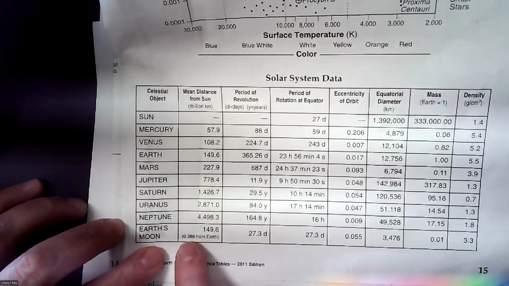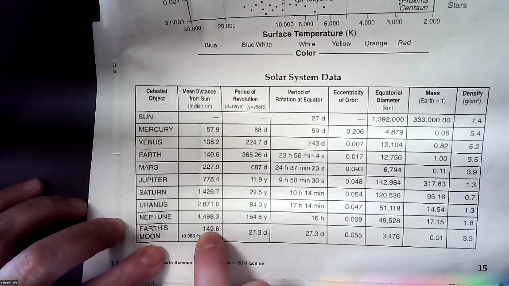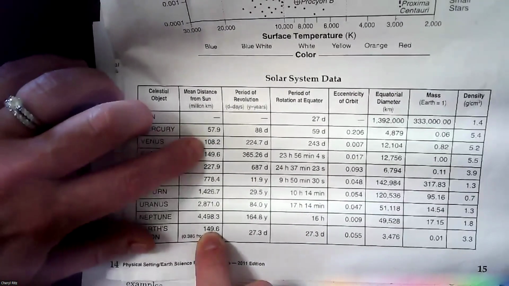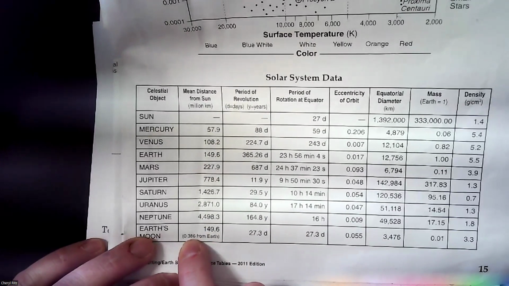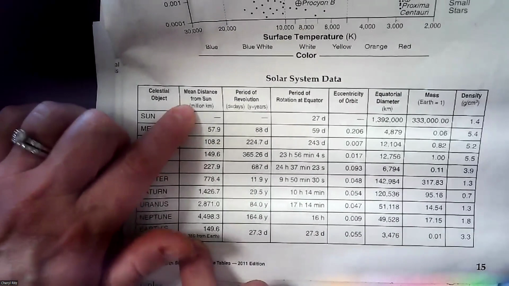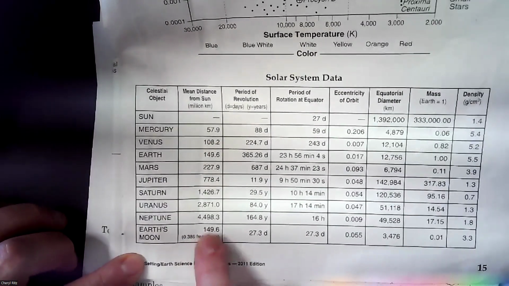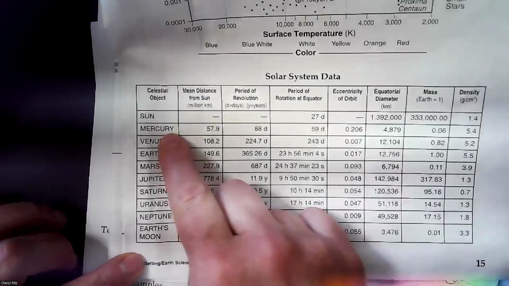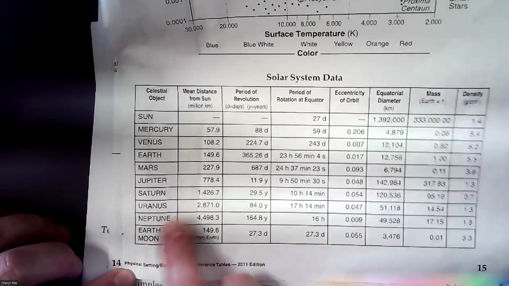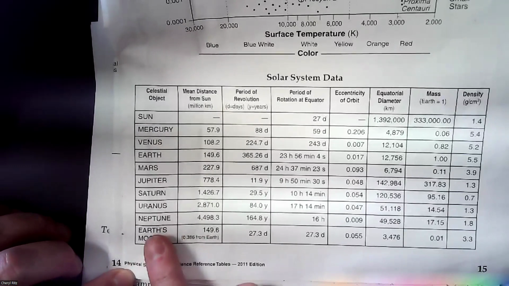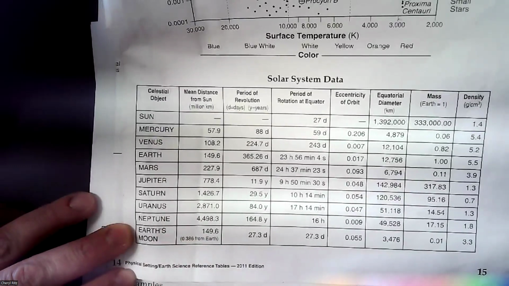Now, Earth's moon's a little weird. You might notice they do put how far it is from the sun, so basically the same as Earth. But then they do add in here that it's 0.386 million kilometers from Earth, and they tell you it's from Earth. So these planets are listed in order from the closest to the farthest away, besides Earth's moon. It's not a planet, but they still put it in there.